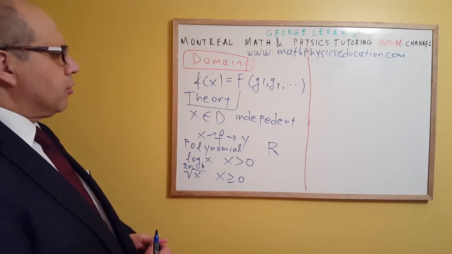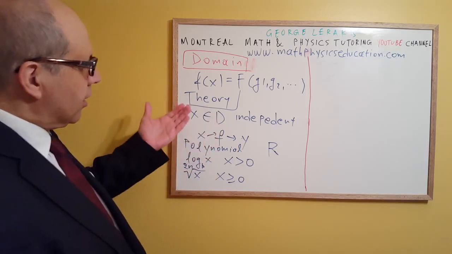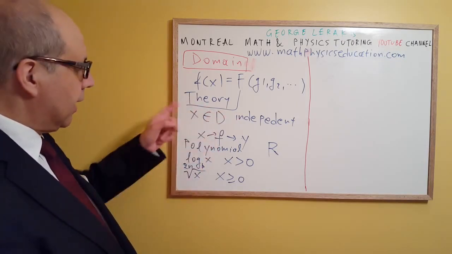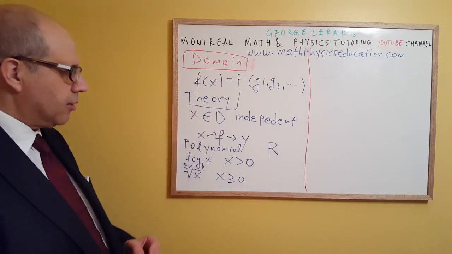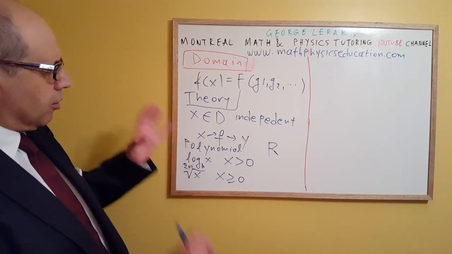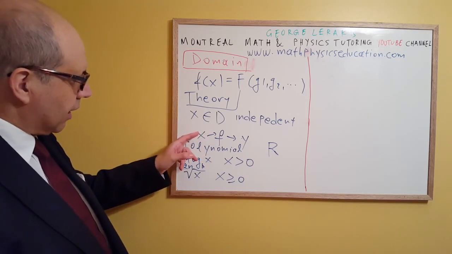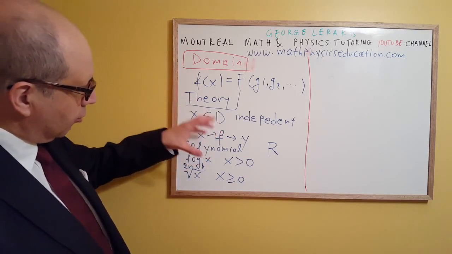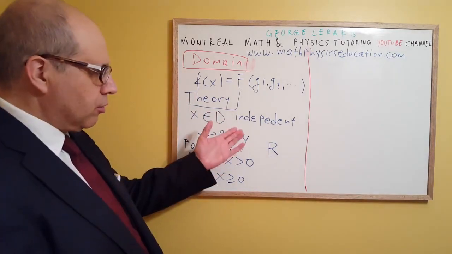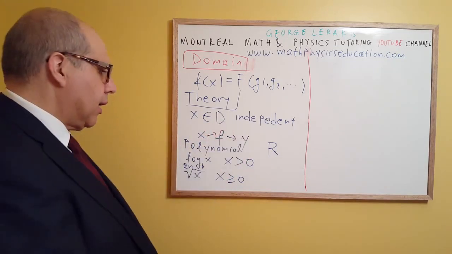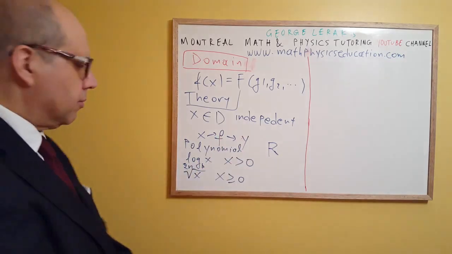The theory that you have to know about this topic is, of course, what is a domain? The domain is where the independent variable x belongs. So x belongs to D, where D is the domain. Through the function f, you have the independent variable x, and through this function you produce a value y, which is called the dependent variable, which has to do with the range of the function, something that we might discuss in some other session.